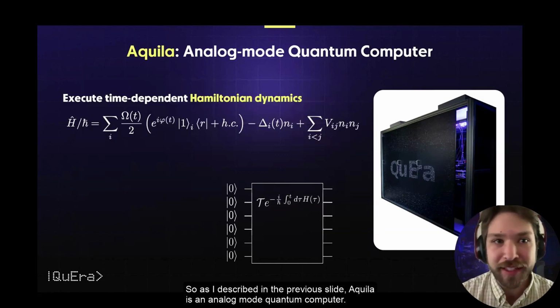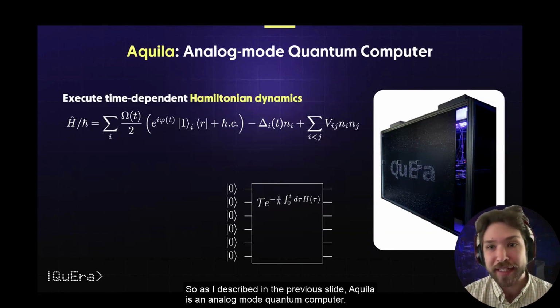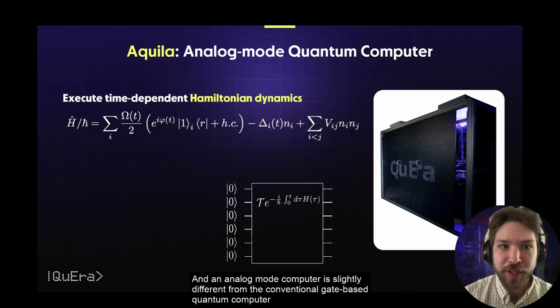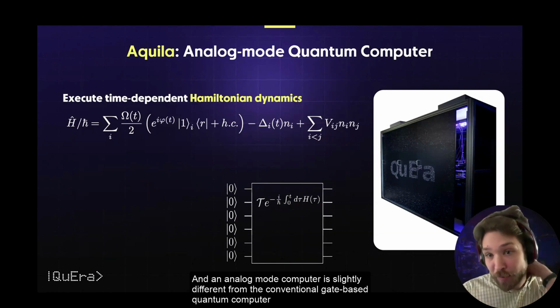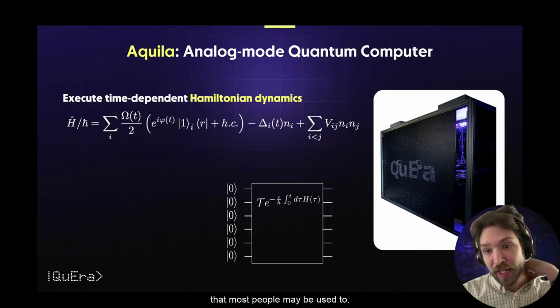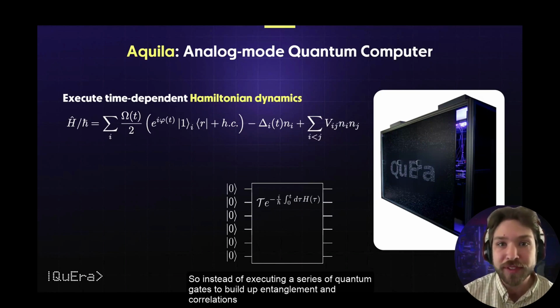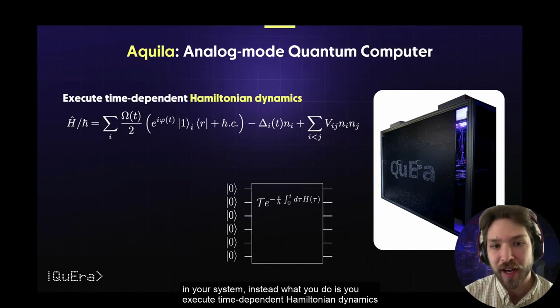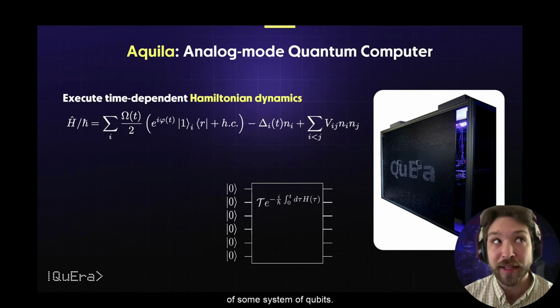So, as I described in the previous slide, Aquila is an analog mode quantum computer. And an analog mode computer is slightly different from the conventional gate-based quantum computer that most people may be used to. So instead of executing a series of quantum gates to build up entanglement and correlations in your system, what you do is you execute time-dependent Hamiltonian dynamics of some system of qubits.